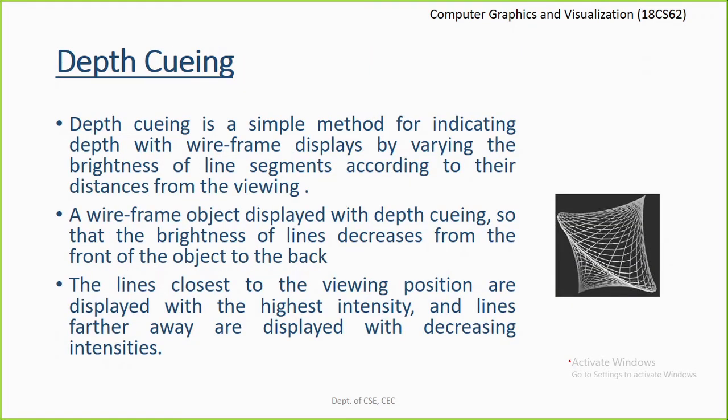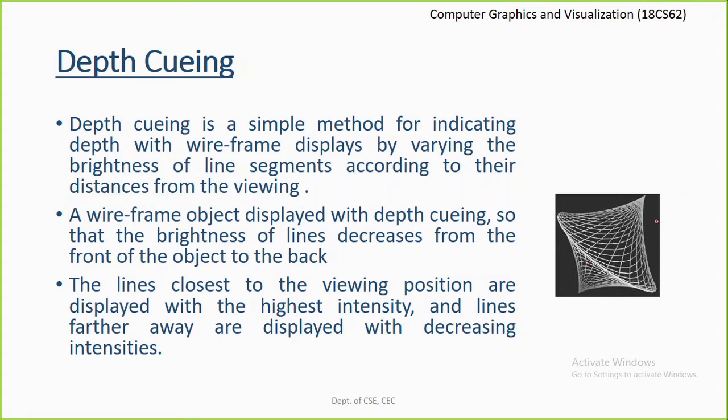Now let us look at different techniques used for displaying 3D objects, some of the different ways in which we can display the 3D objects. The first concept that we have is called depth cueing. Let us see what we mean by depth cueing. Depth cueing is a simple method for indicating depth with wireframe displays by varying the brightness of line segments according to their distance from the viewing position.